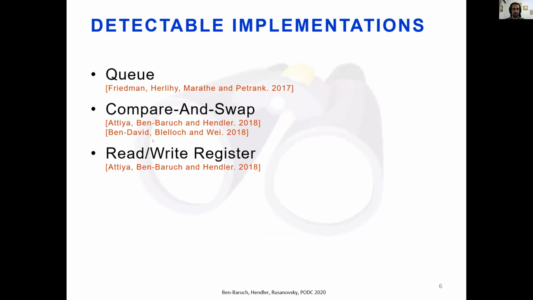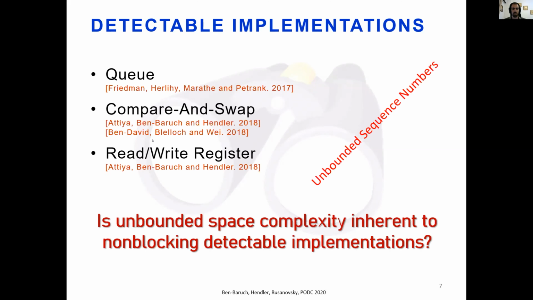In the last few years, several detectable implementations have been presented. Friedman et al. presented a detectable queue. A detectable compare-and-swap was developed independently by both Attiya et al. and Ben-David et al. And Attiya et al. also presented a detectable read-write register. All these detectable implementations share the fact that an unbounded sequence number is used, and therefore they all have an unbounded space complexity. And this raises the question: is unbounded space inherent to detectable implementations?